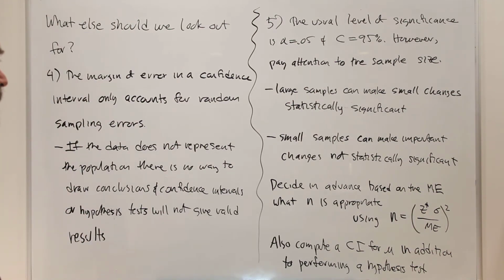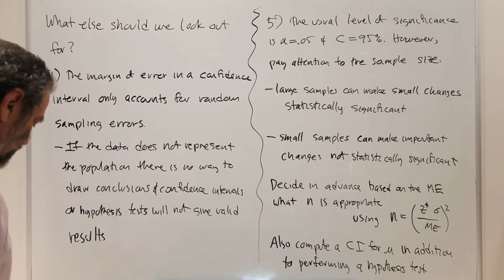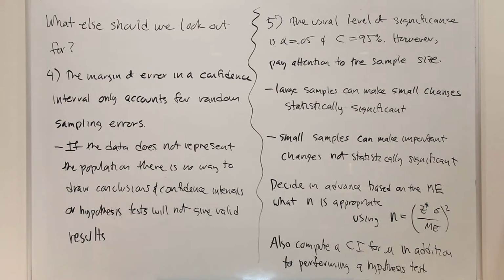So we have a couple more things to talk about. What else should we look out for when we do these hypothesis tests or confidence interval calculations? Number 4, the margin of error in a confidence interval only accounts for random sampling errors. That's just a matter of if you repeat the sampling process, you don't get exactly the same value of x bar each time. That's why we have a margin of error to help capture the true mean.